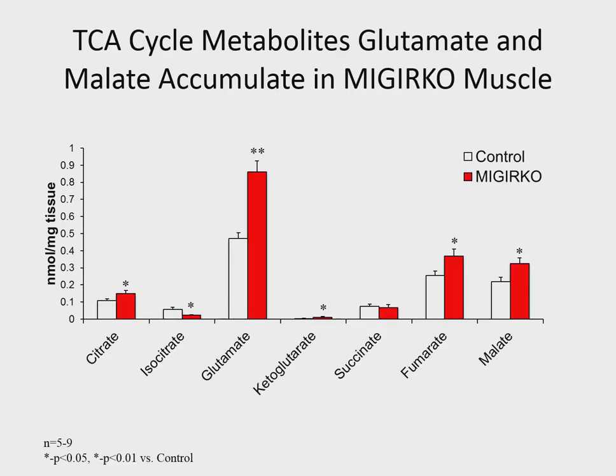Lastly, I'll just touch on a bit of glutamate metabolism in these double knockout mice. Here I'm showing TCA cycle metabolites, which start with citrate on the left and proceed through the TCA cycle to the right. And we can see that there's a relative accumulation of most of the TCA cycle metabolites, with glutamate, which feeds into alpha-ketoglutarate, being one of the highest accumulated within the double knockout muscle.